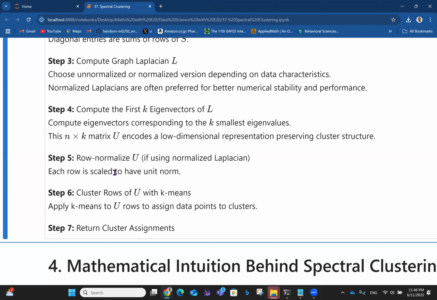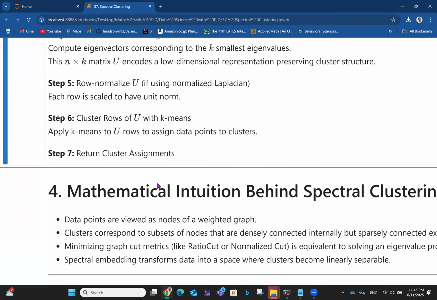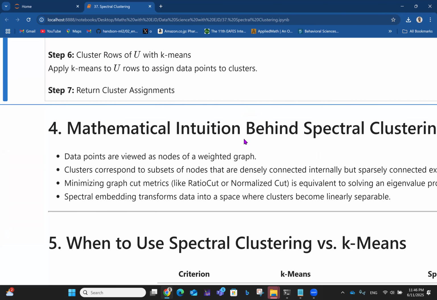Step five, row normalize U if using the normalized Laplacian. Each row is scaled to have unit norm. Step six, you cluster rows of U with k-means. So apply k-means to the rows of U to assign data points to clusters. In step seven, you return cluster assignments.